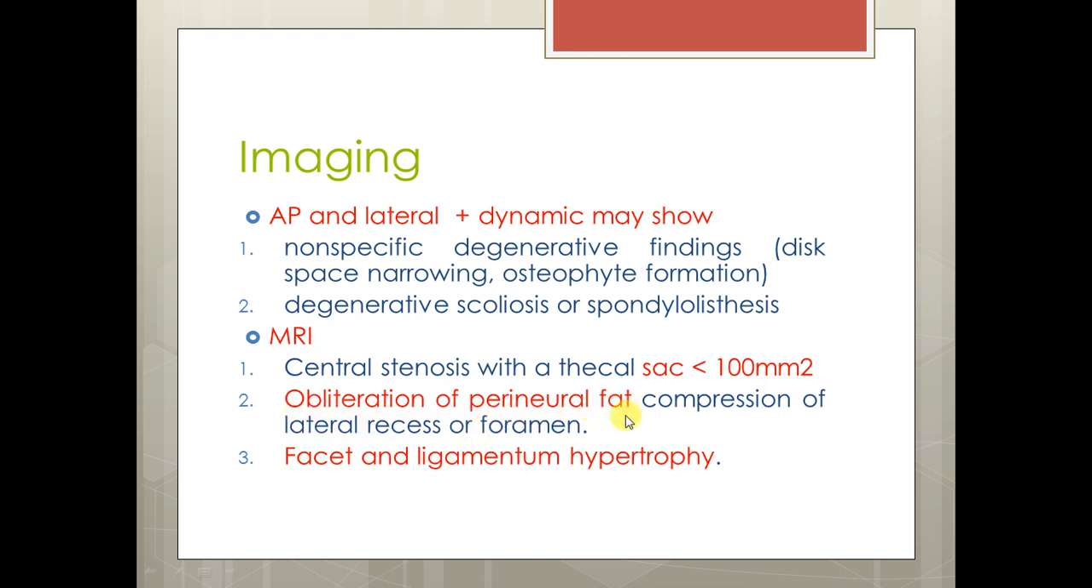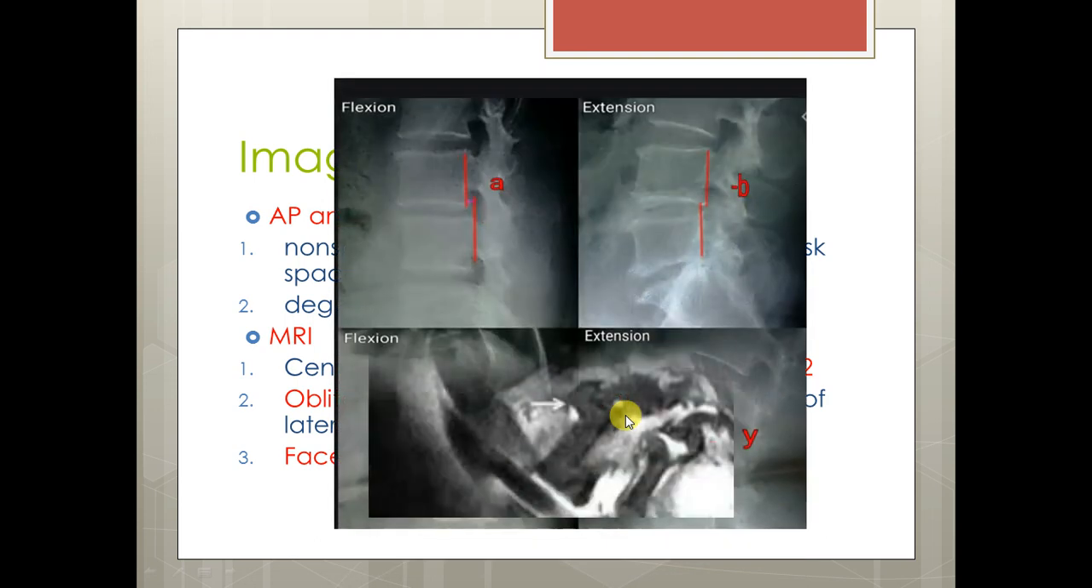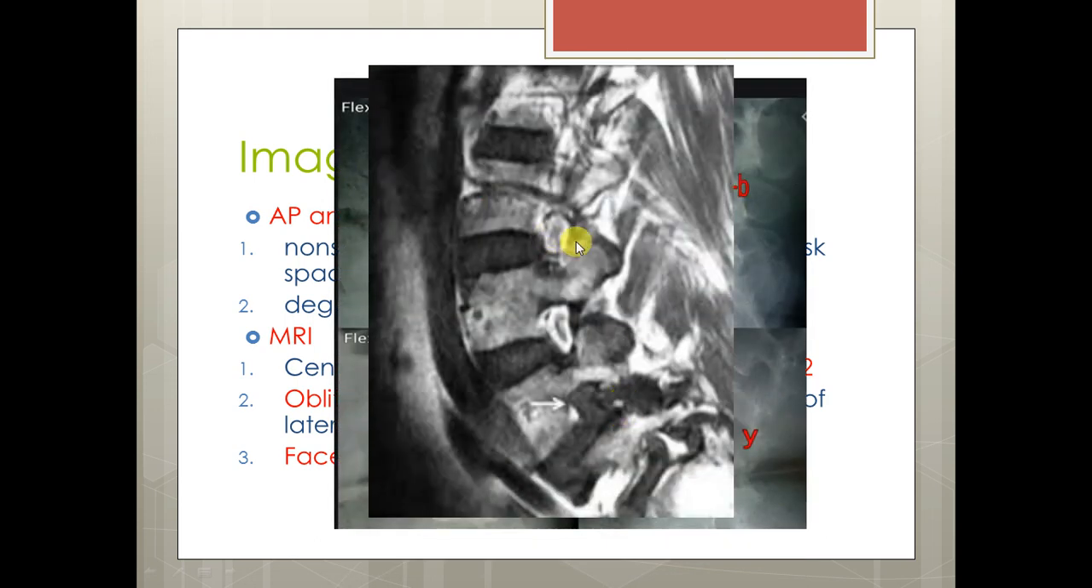And obliteration of perineural fat. What perineural fat? This is the foramen. This is the ear-shaped foramen. This is usually in the upper part is the root, and below is the fat. Root and fat. Where is the root and fat here? It's compressed anterior and posteriorly. Compressed anteriorly by the disc material and posteriorly by ligamentum flavum.